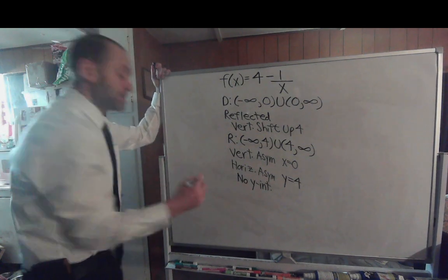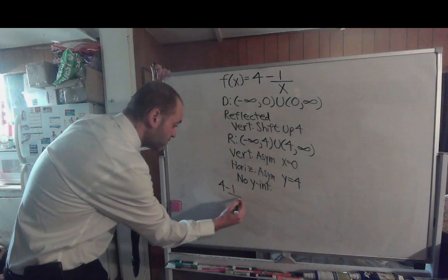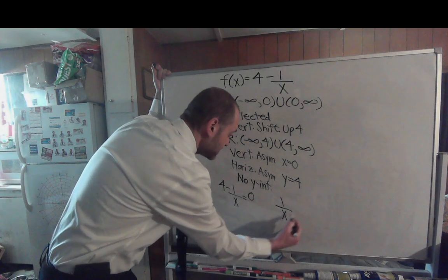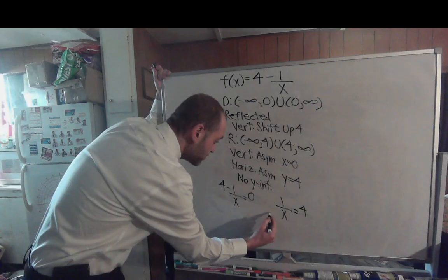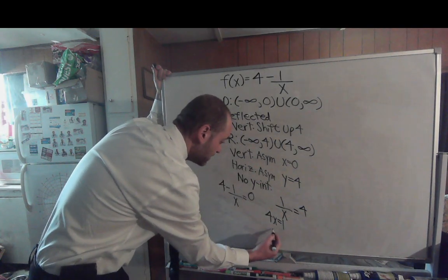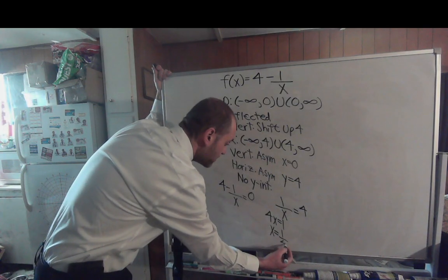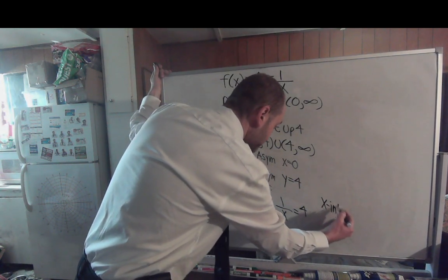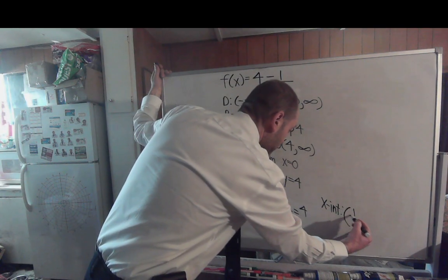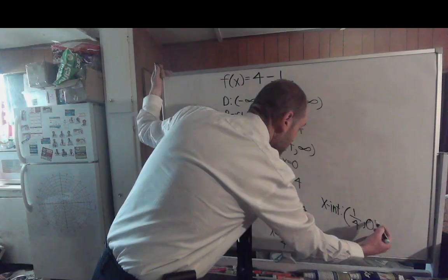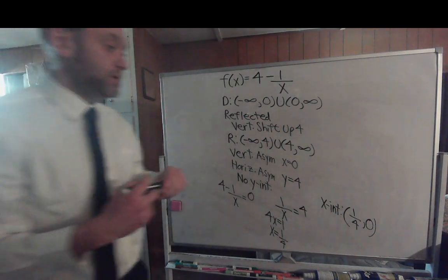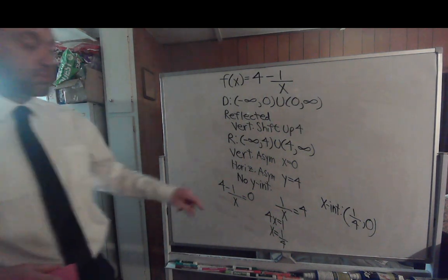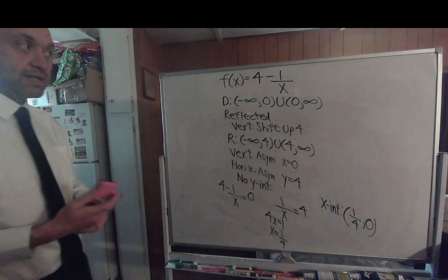However, let's look at x-intercepts. So 4 minus 1 over x equals 0. That would be the same as 1 over x equals 4, which would end up giving you 4x equals 1. X would equal 1/4. So you actually do have an x-intercept at the point (1/4, 0). That's your only x-intercept, is going to be at (1/4, 0). And x being 1/4 does not violate the domain, so that works.